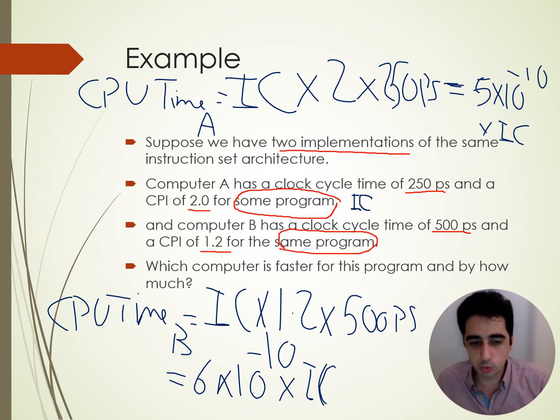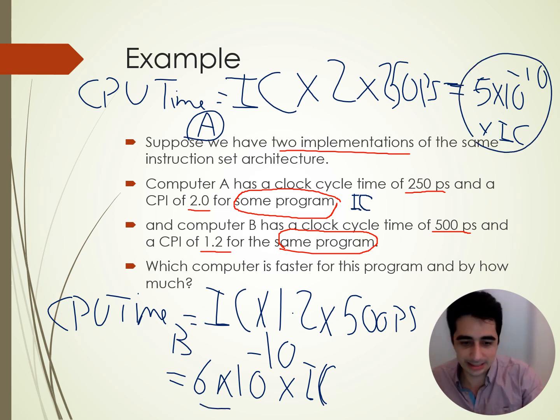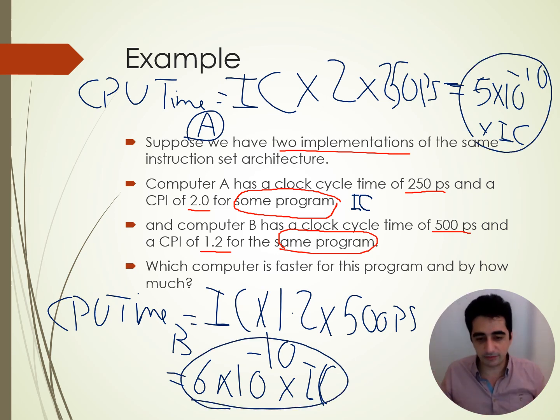Okay, so which one is faster? A. Why should I say A is faster? Because A takes less time. This quantity is less than this quantity. Therefore, A is faster.